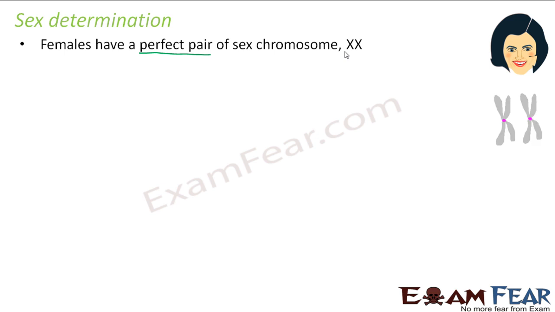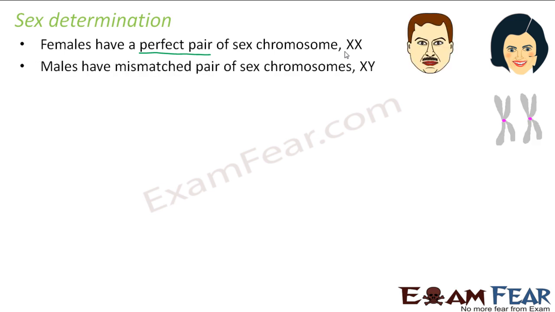On the other hand, when I talk of males, they have a mismatched pair of chromosomes. That is the Y, that is why they are denoted by XY. The Y chromosome is slightly shorter than the X chromosome. So this is how it looks in the case of a male. Right? Now, what happens during sexual reproduction?